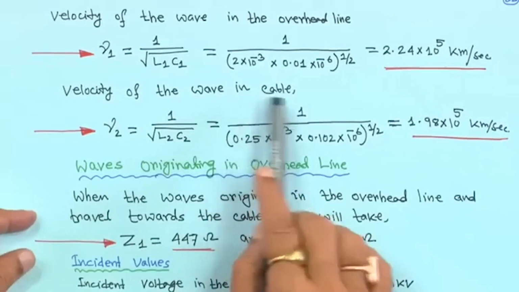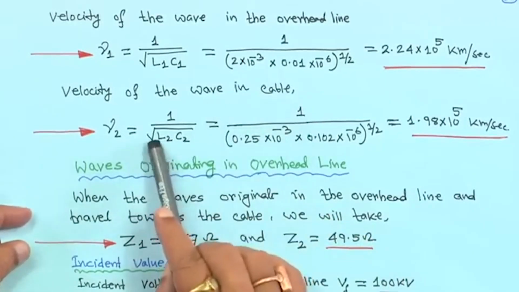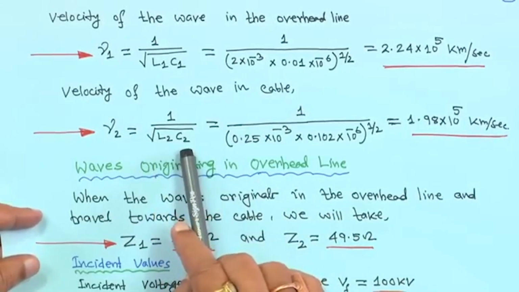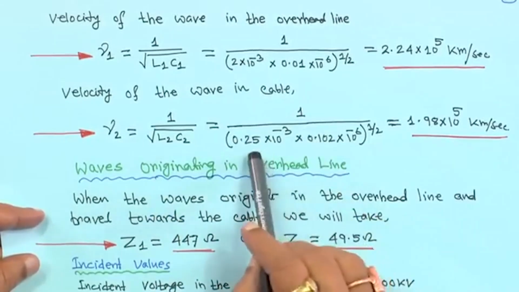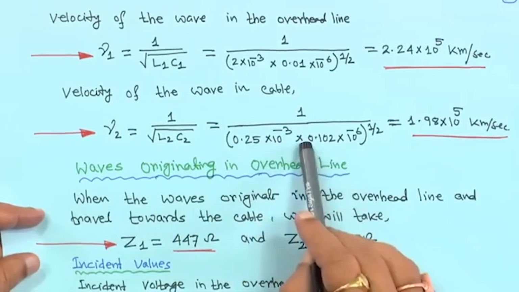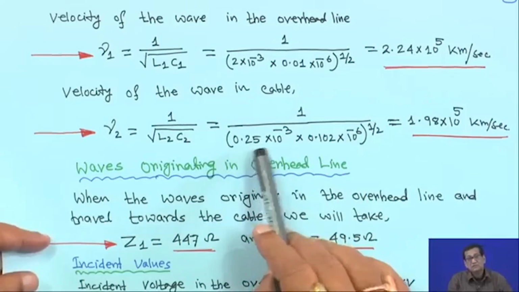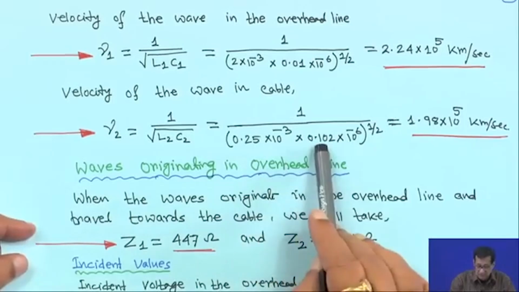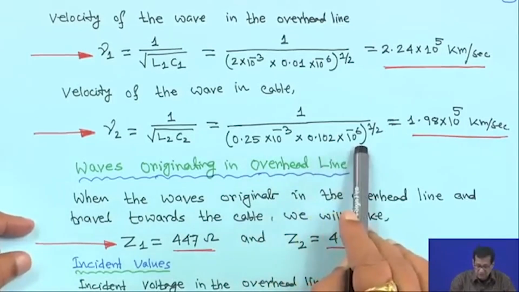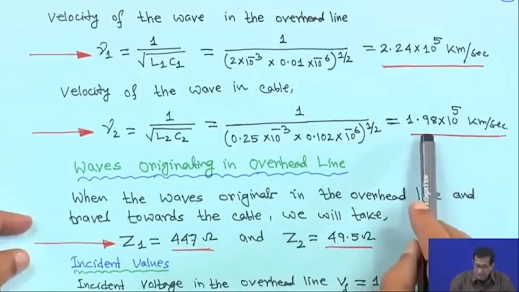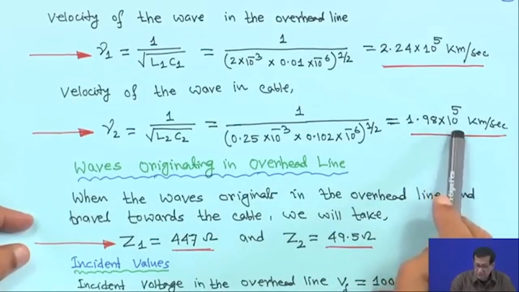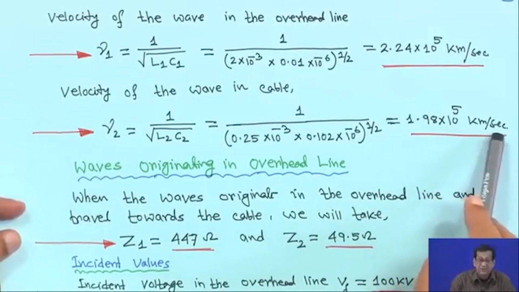Similarly, the velocity of the wave in the cable, gamma 2, is given as 1 upon root over L2 C2, which is equal to 1 upon 0.25 into 10 to the power minus 3 into 0.102 into 10 to the power minus 6, because this is 0.25 millihenry and this is microfarad, all to the power half. It is coming 1.98 into 10 to the power 5 kilometer per second.